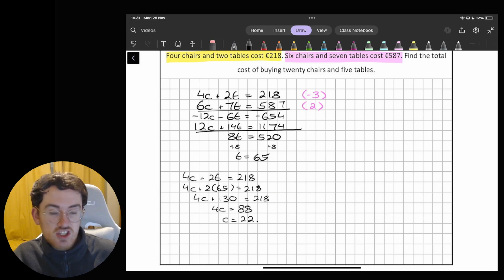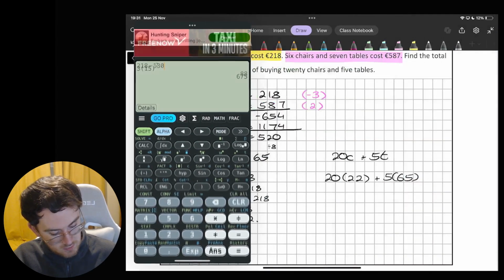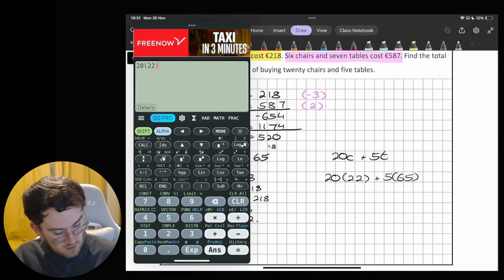The question actually didn't ask me to stop here. It asked me for the cost of 20 chairs and 5 tables. So let's have a look at that. Fill in 22 for c, 65 for t, and we can work that one out just on our calculator here: 20 times 22 plus 5 times 65, €765.